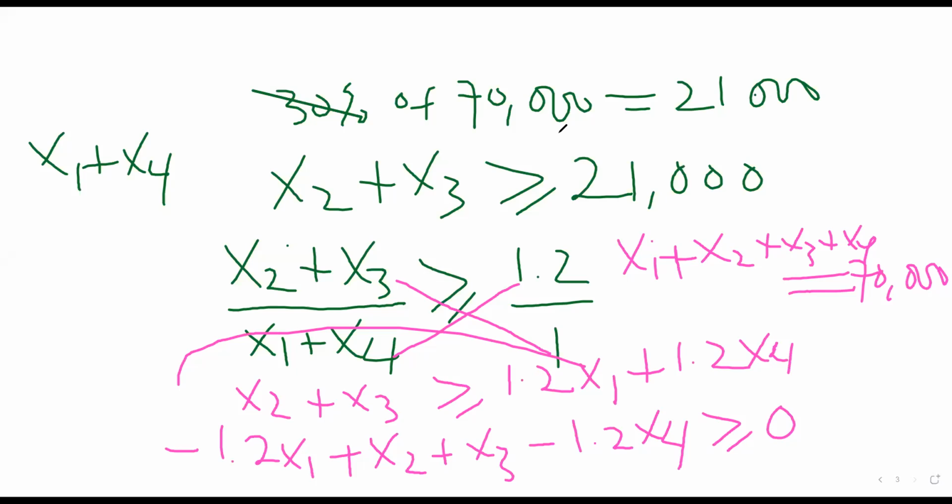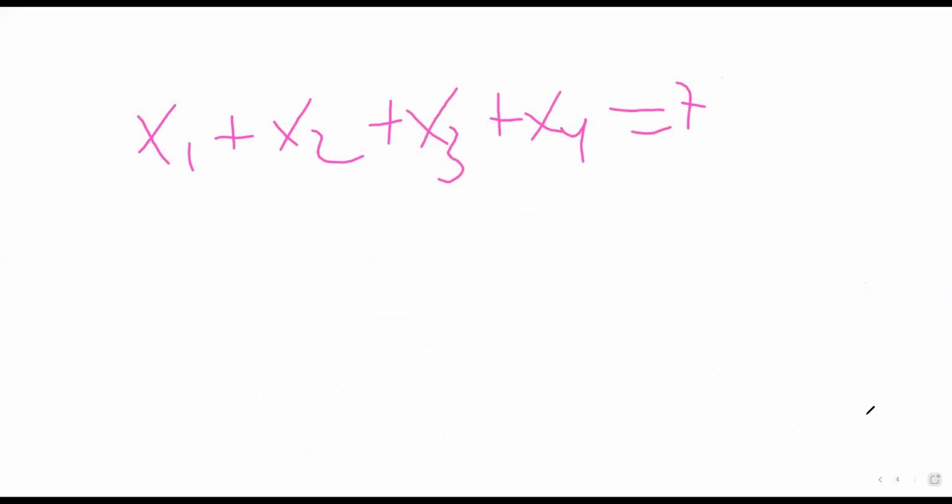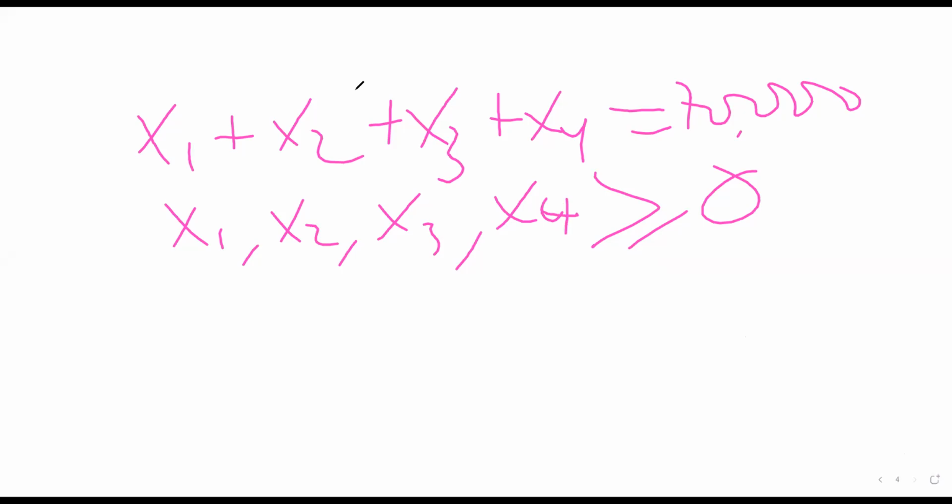We've got one last constraint, which is our non-negativity constraint. Of course, we'll do that. So finally, you can add your non-negativity constraint. This constraint was X1 plus X2 plus X3 plus X4 equal to 70,000. And then finally, X1, X2, X3, X4 greater than or equal to 0. That's a non-negativity constraint. Once you do that, then you can smile because you know that you've done the right thing.